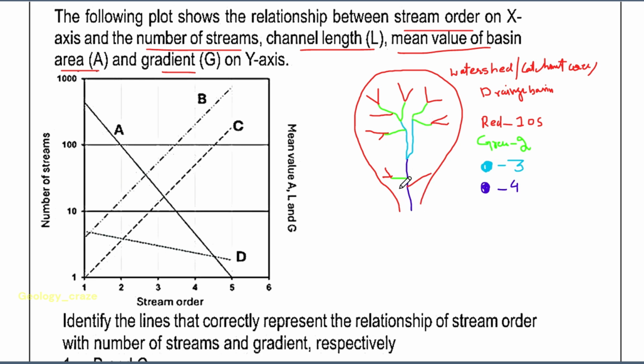At this place we will call it a second order joining in fourth order, and fourth order will continue. Unless one fourth order stream joins, it will not go up to five.